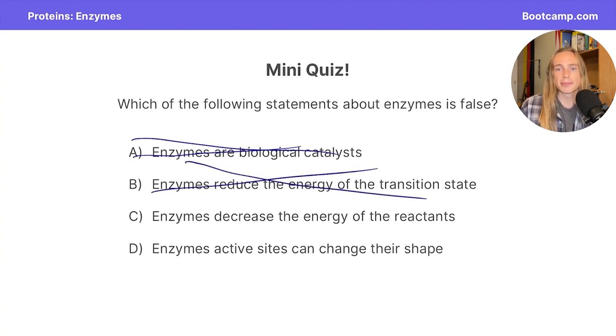C says that enzymes decrease the energy of the reactants. We had said that enzymes do not change the energy of the reactants or the product, so this one looks false to me. Just to be safe, let's take a look at D as well, and D says that enzyme active sites change their shape, and we know this to be true via the induced fit theory. This solidifies C as being the false answer. Remember, enzymes cannot decrease or increase the energy of a reactant or product.